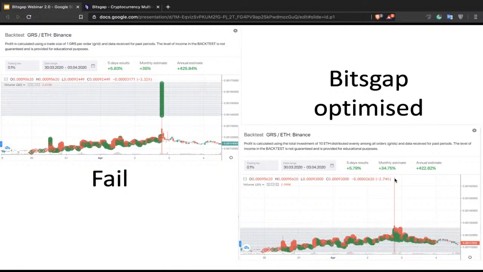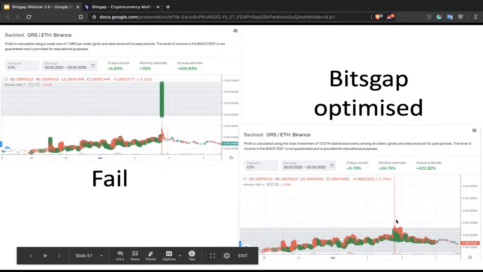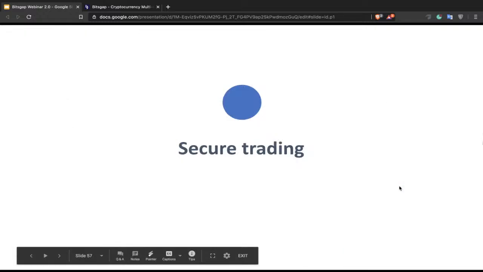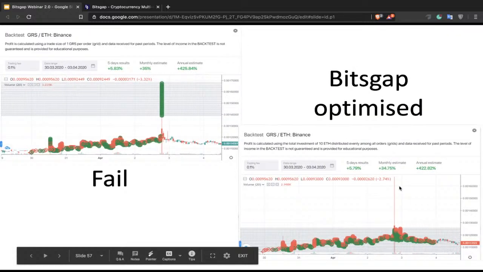Here with optimization, we basically send the bot a signal to avoid such pumps and dumps when it spots them. We have some internal algorithms to spot these pump and dump scenarios on the market to avoid them. So with this feature, we secure your profits.